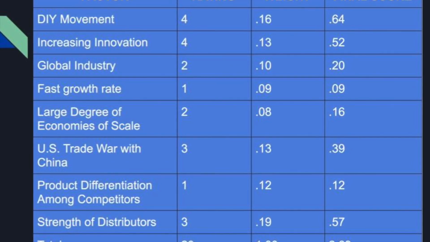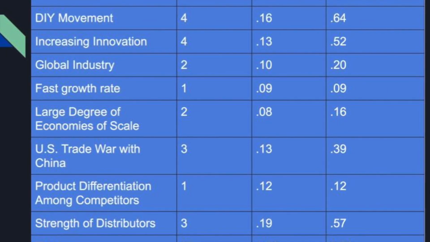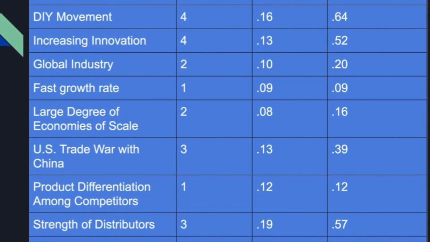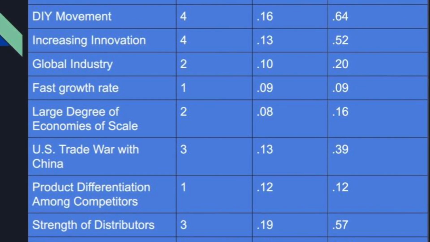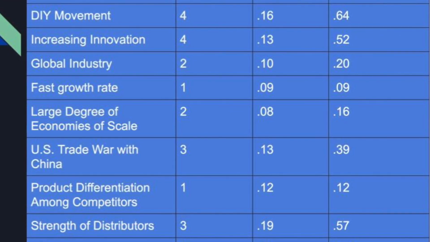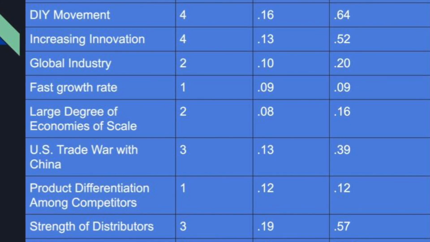Overall, Stanley Black & Decker had a final weighted score of 2.69, and compared to an average score of 2.5, it is above the average score, however, not by much. And we think that they can increase this weighted score by differentiating their products more among competitors, and also by increasing their overall growth rate to bring it up to current industry standards.